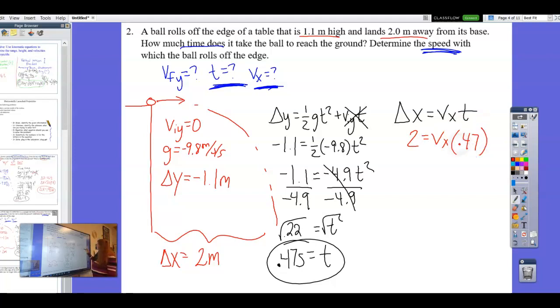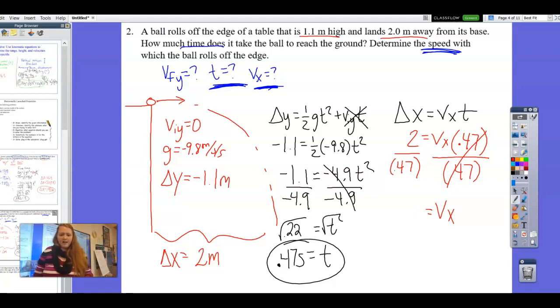0.47 seconds. So now we're going to divide by 0.47 on both sides, and I will get that my horizontal velocity is 2 divided by 0.47. Let's see what that is. 2 divided by 0.47. It's a little over 4 meters per second.